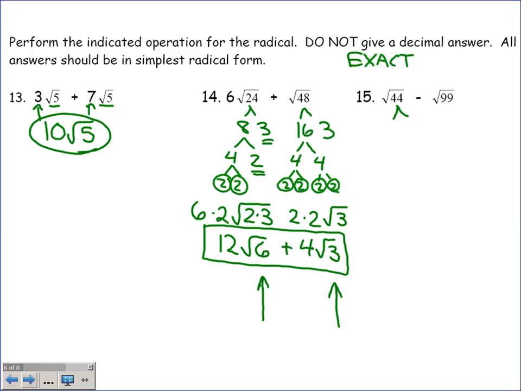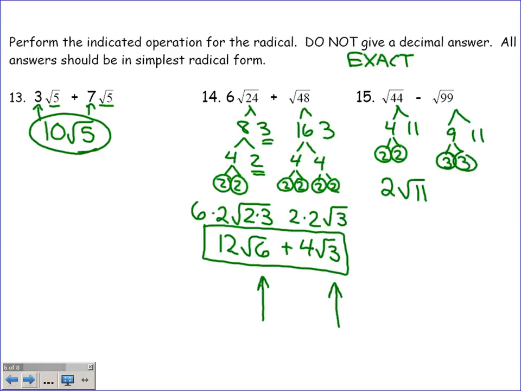15 breaks down into 4 and 11. 4 is 2 and 2. This would give me a pair of 2's, so I have 2 times the square root of 11. 99 breaks down into 9 and 11. 9's a perfect square, so it's 3 and 3.